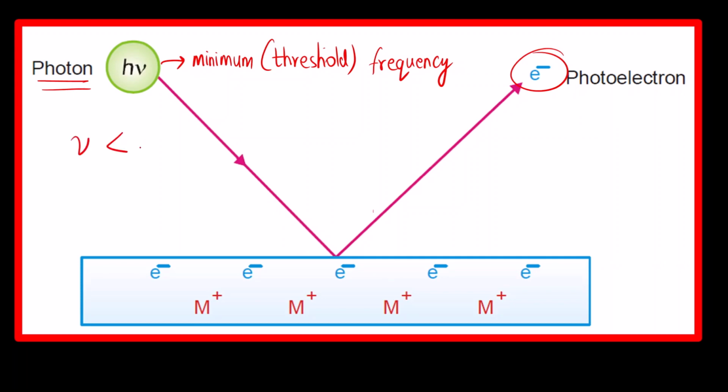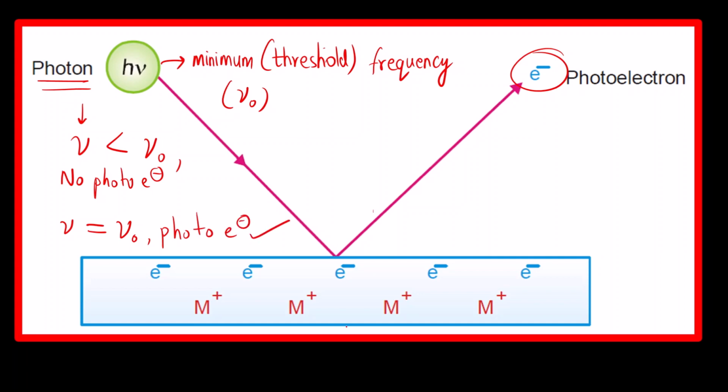The threshold frequency is denoted by nu 0 or nu naught. If the frequency is less than the threshold frequency, will there be photoelectrons? No, there will be no photoelectrons ejected. Only when the frequency is equal to the threshold frequency will photoelectrons be ejected. Suppose this is the frequency just enough to remove the electron from the metal surface. This electron will just be removed from the metal surface.